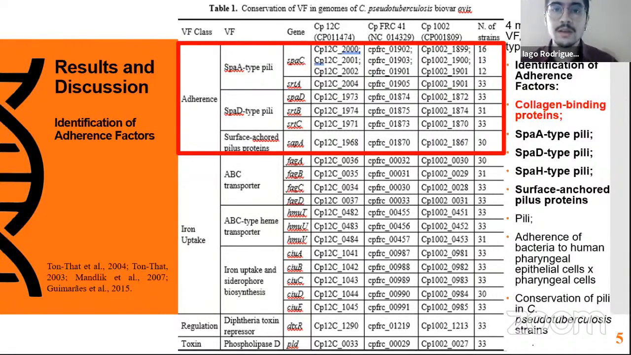Besides that, some surface-anchored pilus proteins are also conserved as virulence factors in this genus, of which only the gene SAPA was conserved here, as can be observed in the table. It is present in the genomes of most of the biovar ovis and in C. ulcerans too, another pathogen of this genus. Scientific literature suggests that horizontal transfer of these adherence genes is a possible mechanism of transference of these virulence factors.